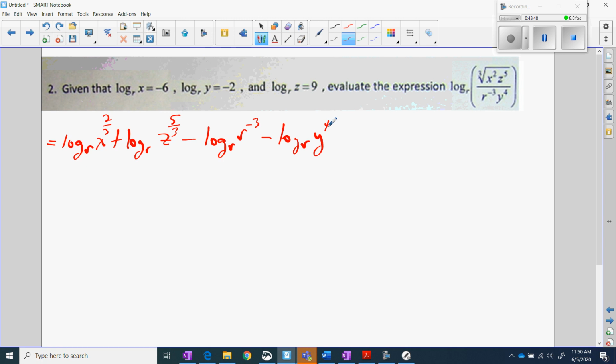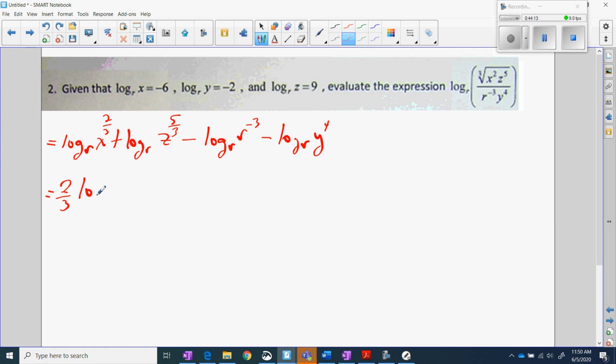Now where students go wrong is they say, oh, I'm just going to fill this in, log y base r, with negative 2. But this whole thing is not raised to the 4th power. If it was, you could do that. But it's just the y raised to the 4th power. So I can't make that substitution. I need to do one more step. Bring your exponents out as coefficients using the power law of logarithms.